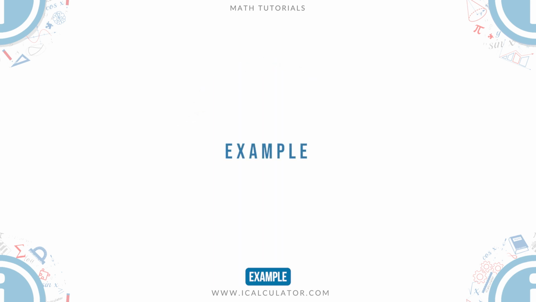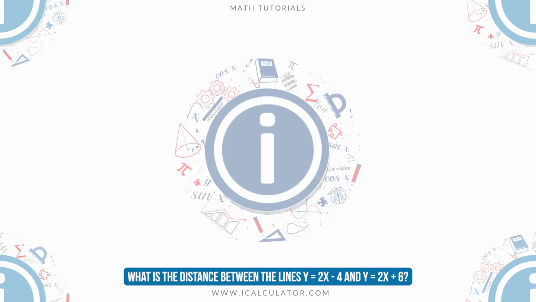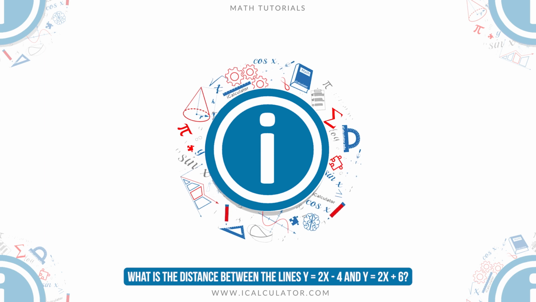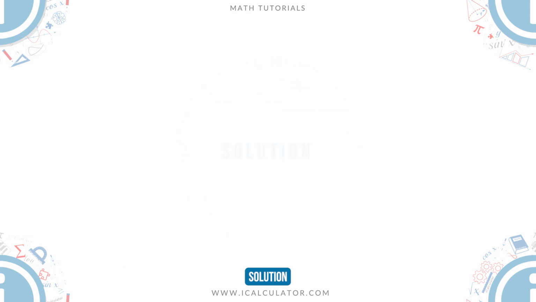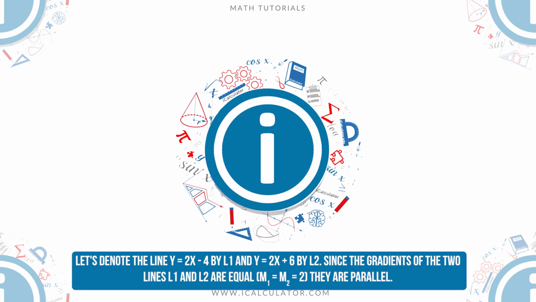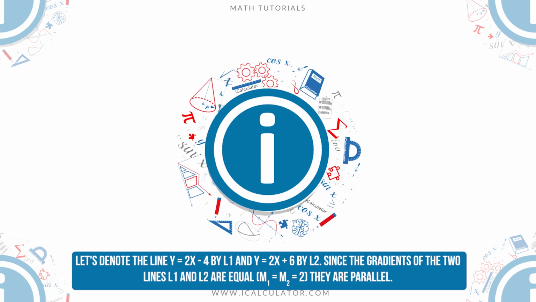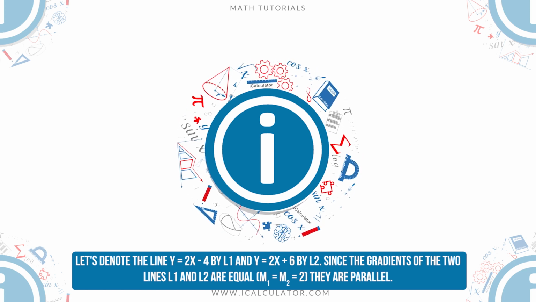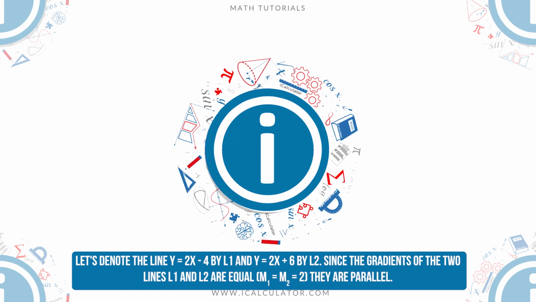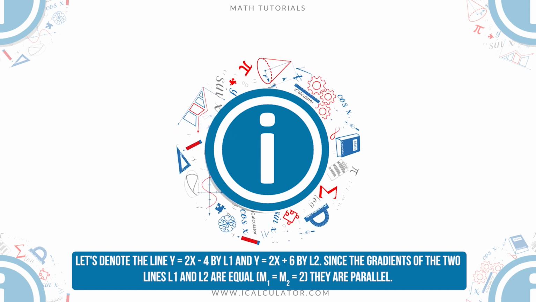Example. What is the distance between the lines y equals 2x minus 4 and y equals 2x plus 6? Solution. Let's denote the line y equals 2x minus 4 by L1 and y equals 2x plus 6 by L2. Since the gradients of the two lines L1 and L2 are equal, m1 equals m2 equals 2, they are parallel.